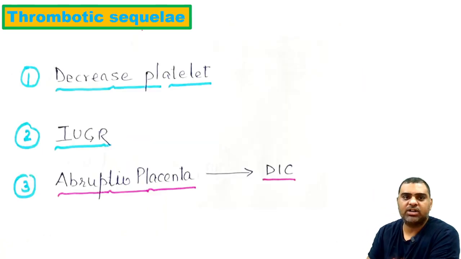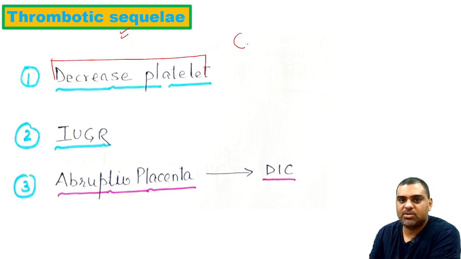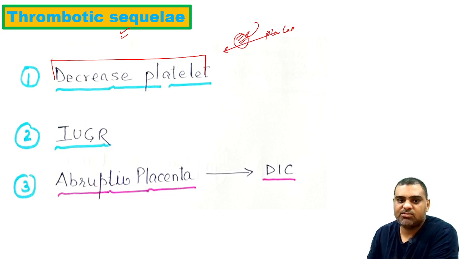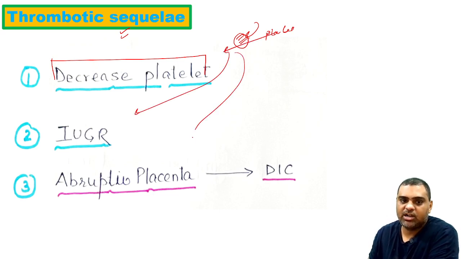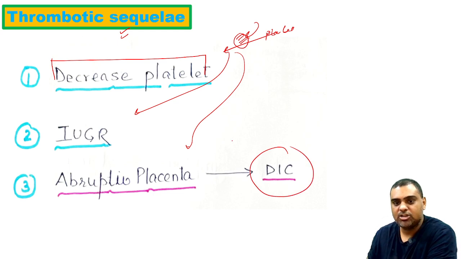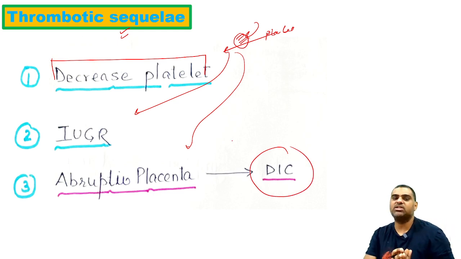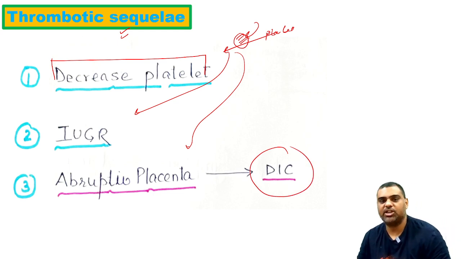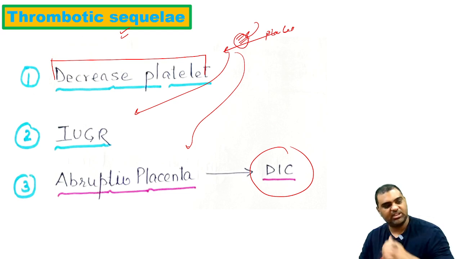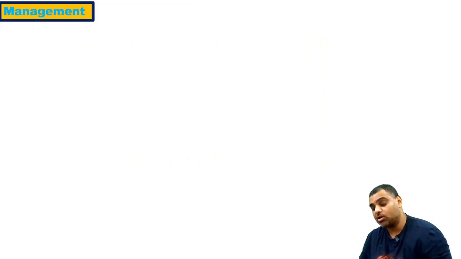Then the third thing I told you was the thrombotic sequel. So we have a decreased platelet count because thrombus will be formed and platelets will be used up. When there is thrombus formation, that can lead to IUGR, abruptio placenta and DIC. So I have told you the pathogenesis and I have correlated all the complications of preeclampsia with that. Now coming to the management.